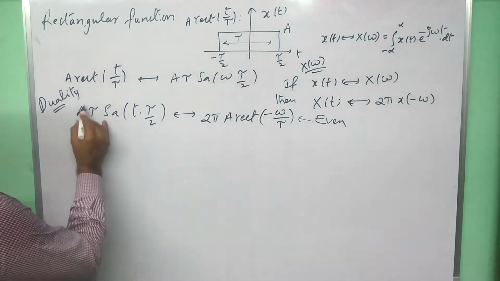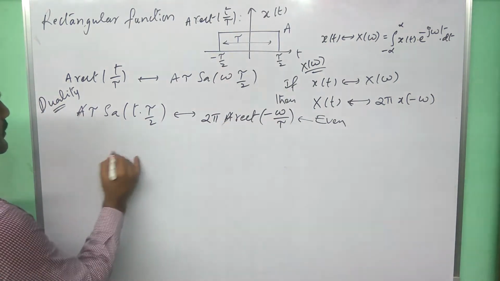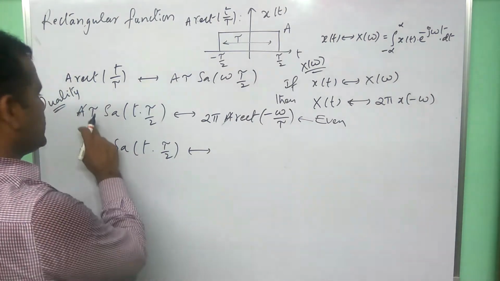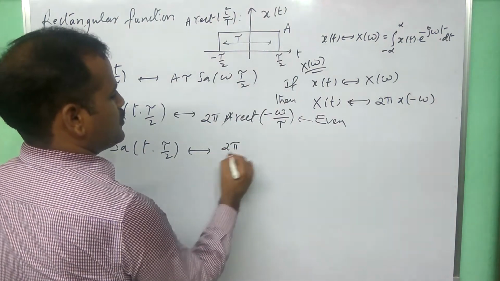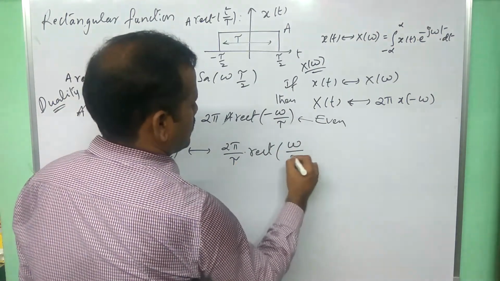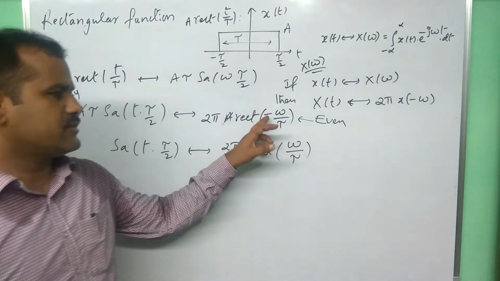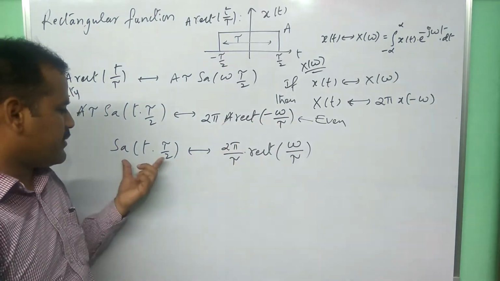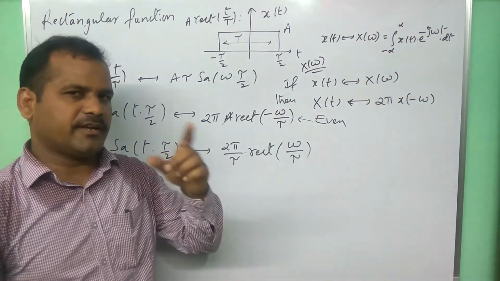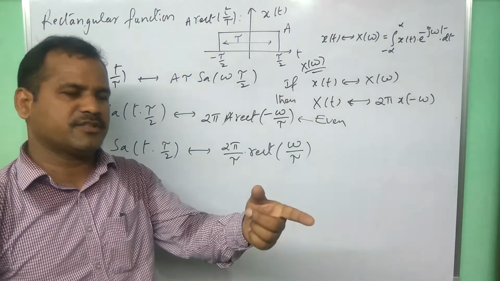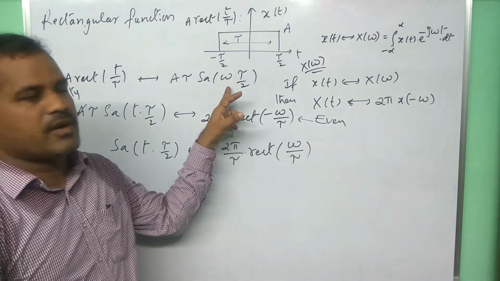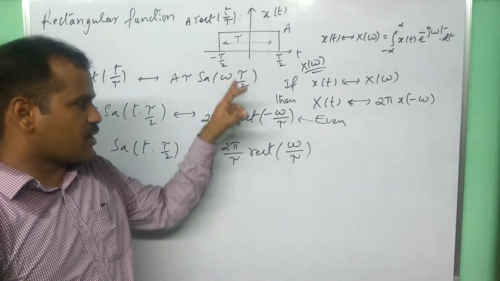So finally, let us cancel it, and we are finding the Fourier transform of Sa(tτ/2). Let us take τ to this side. So 2π/τ times the rectangular function of ω/τ, which I am writing because this is an even function. So the sampling function's Fourier transform is a rectangular function again. What is the Fourier transform of a sinc function? That is also a rectangular function. Observe the difference: there, we got the sinc function of fτ; here we got the sampling function of ωτ/2.